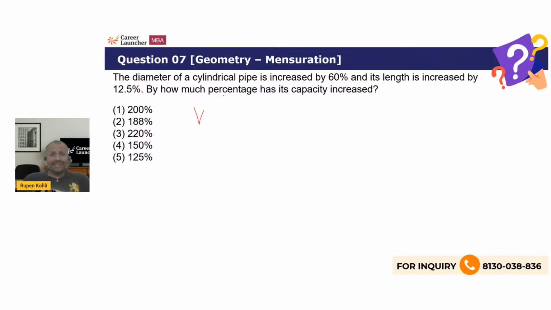Volume of a cylinder we know is pi r square h. The diameter of a cylindrical pipe is increased by 60%. So if you are increasing it by 60%, you are making it 1.6 times of the original in value, or 1.6 means 8 by 5 times. So if diameter is becoming 1.6 times, the radius is also becoming 1.6 times. This is the initial volume, pi r square h. Now the values are being changed. The r is becoming 1.6 times or 8 by 5 times.